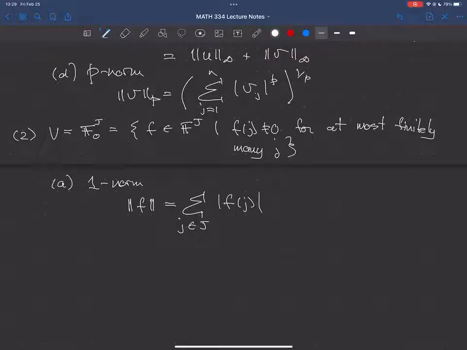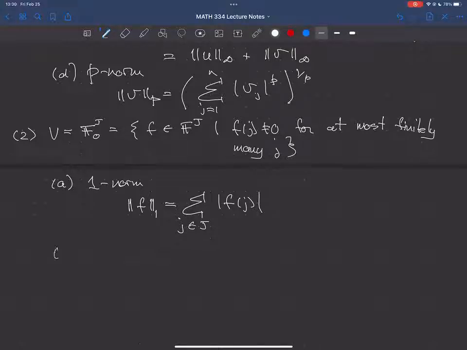Okay. And so as I mentioned last time when we were talking about bases, this is an infinite sum, but it's a particularly nice infinite sum because it's actually only a finite sum, because for every F, there's only finitely many J's for which this is non-zero. Okay, so convergence isn't really an issue there. All right, so that's the 1 norm.